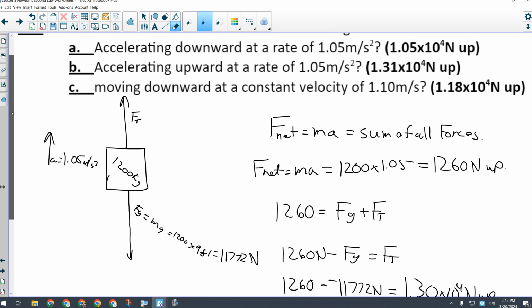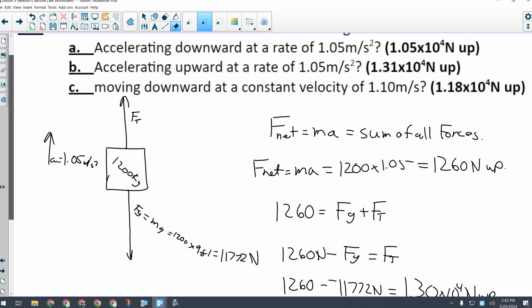Wouldn't that be the answer to part B that you just did? Yeah. Oh, sorry, A is downward. Nobody told me, nobody caught that. I just did part B. That's part B. What I just did, where it's accelerating upward. How is part A different?